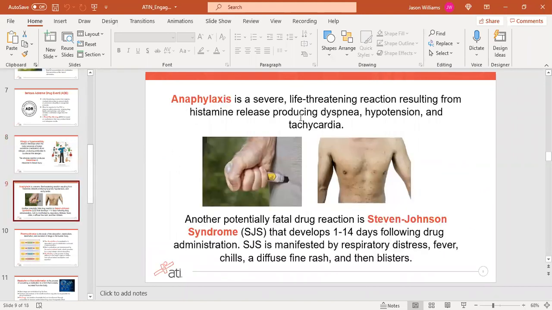And anaphylaxis, if a patient is experiencing anaphylaxis, anaphylaxis is life-threatening. That is a severe allergic reaction where it can actually cause the individual's airway to close up. It can affect the individual's airway.